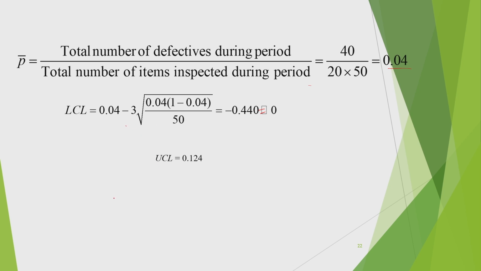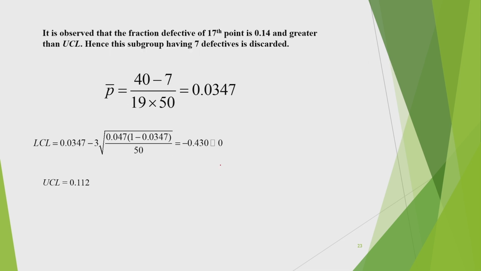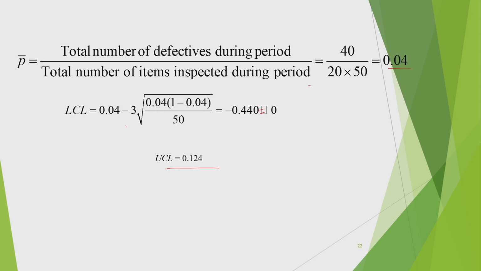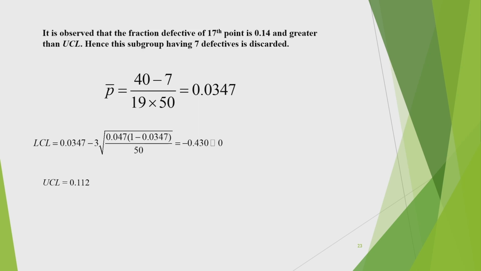In the upper control limit, instead of 0.04 minus, I will make it plus, other things remain the same, and the UCL will come to 0.124. So it is observed that the fraction defective of the 17th point is 0.14, which is more than the upper control limit. That means this was an outlier, this should not have been considered. There must be some assignable cause.